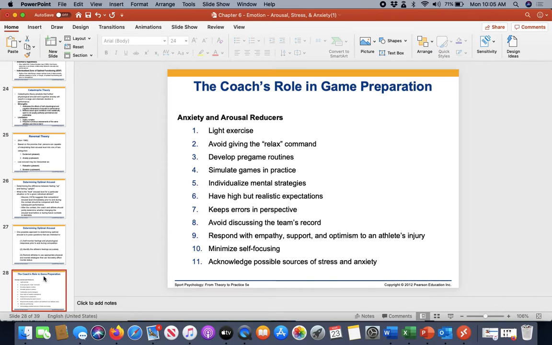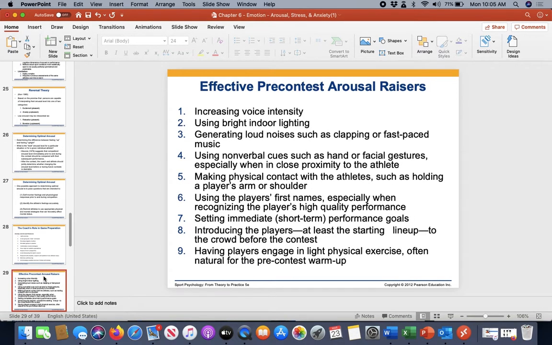Those are things you can do in terms of game prep. So pre-contest, you have to be very careful, because you have to take what you know how to do and use it correctly. You have to work toward the advantage of your people. You want to increase your voice intensity, not too much, but enough. Bright lighting, and things like clapping are always kind of cool.